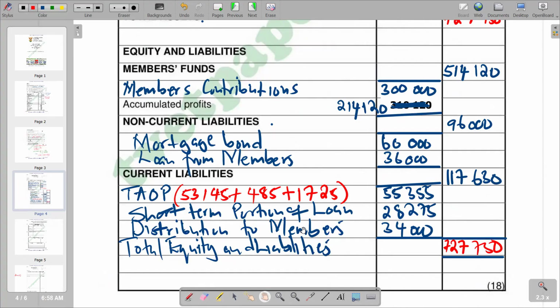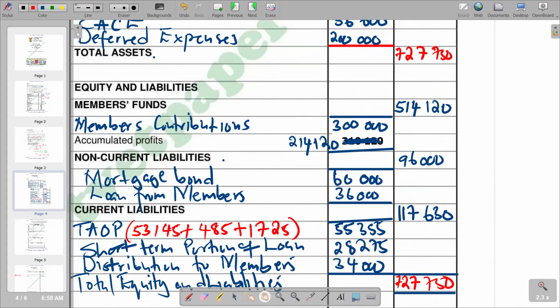And if you check here, you'd see that this is the same figure that we have here. And obviously, we need to also close here, so that this is your first balancing figure. So we can see that the statement of financial position explains the accounting equation, where we're saying total assets is equal to total equity and liabilities. So these are the two balancing figures that we have, the first balancing figure and the second balancing figure.